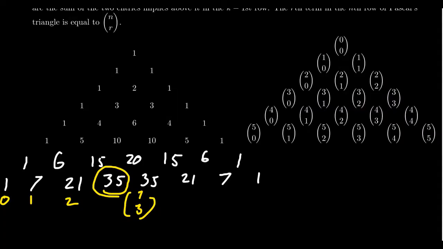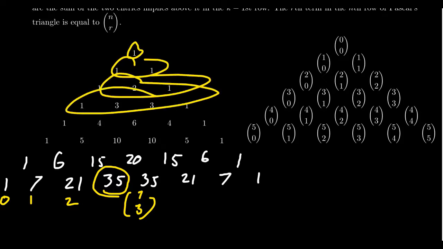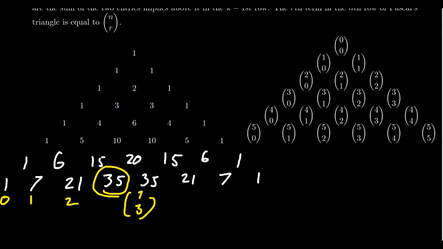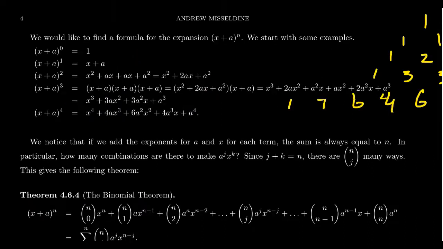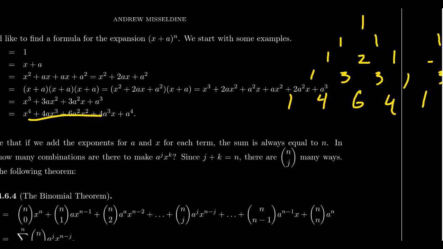Aha! This is none other than just Pascal's triangle, right? 1; 1, 1; 1, 2, 1; 1, 3, 3, 1; 1, 4, 6, 4, 1. When you start multiplying out these polynomial expressions, these binomial powers, the coefficients you get are just going to be the numbers in Pascal's triangle, which those numbers are called the binomial coefficients.